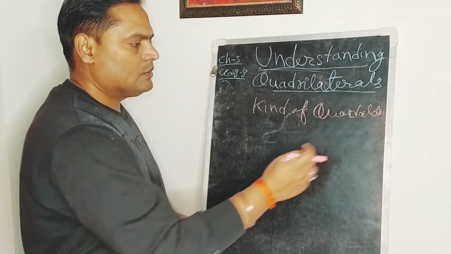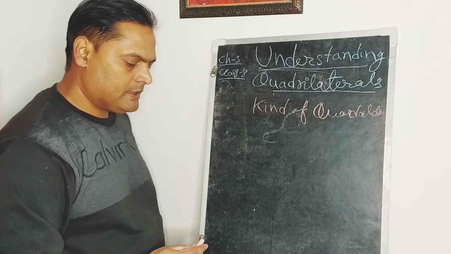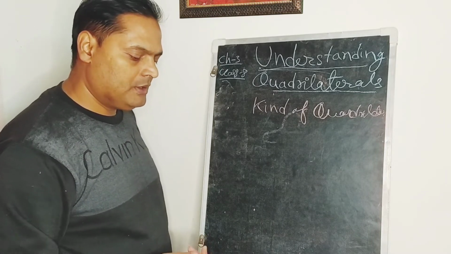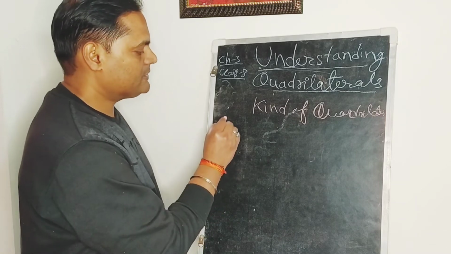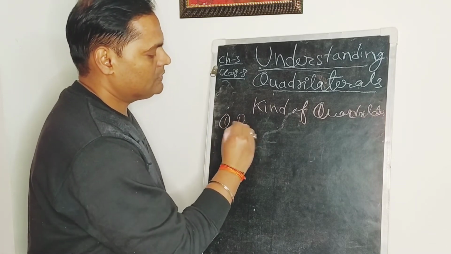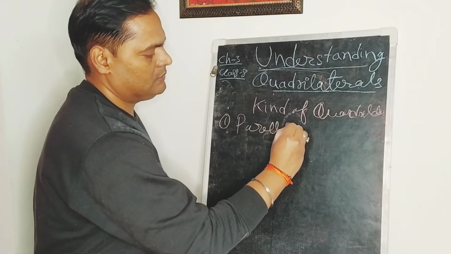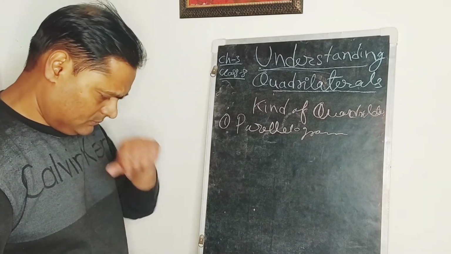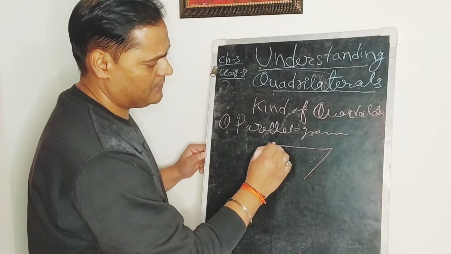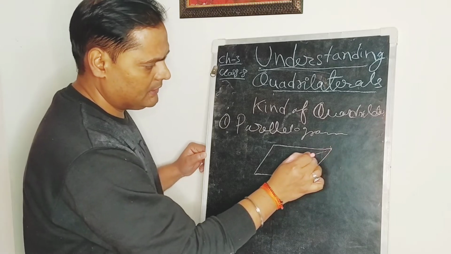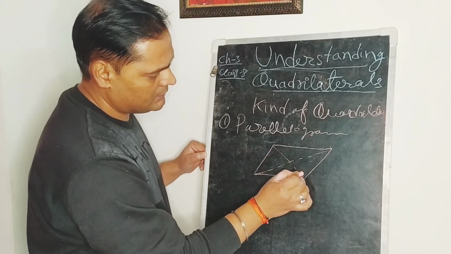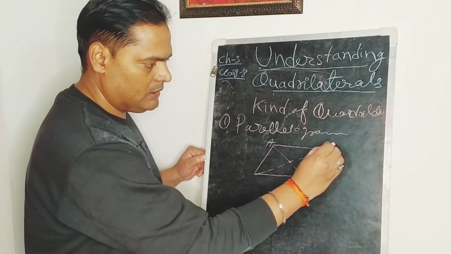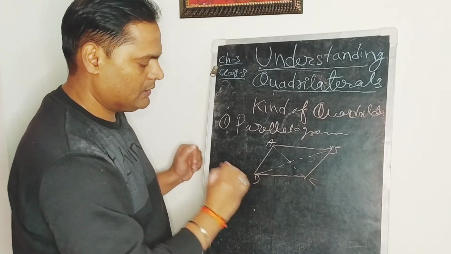Okay, so here we have the kinds of quadrilateral. Here we'll be able to understand the properties of the different types of quadrilaterals. First, if I take the parallelogram, the figure is like this, parallelogram, and these are the diagonals meeting here. If I name it A, B, C, D.